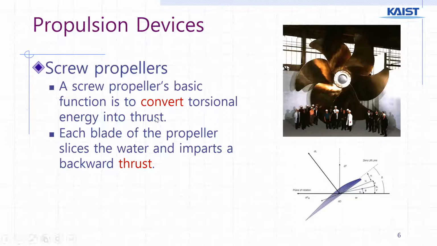Right? So a screw propeller is trying to convert torsional energy from the shaft into thrust. Thrust means the pushing force that pushes the ship. Each blade of the propeller slices water and imparts backward thrust. Slice means angle of attack, very much the same as an airplane wing. So this is a zero lift line, the same picture we can see from the airplane.